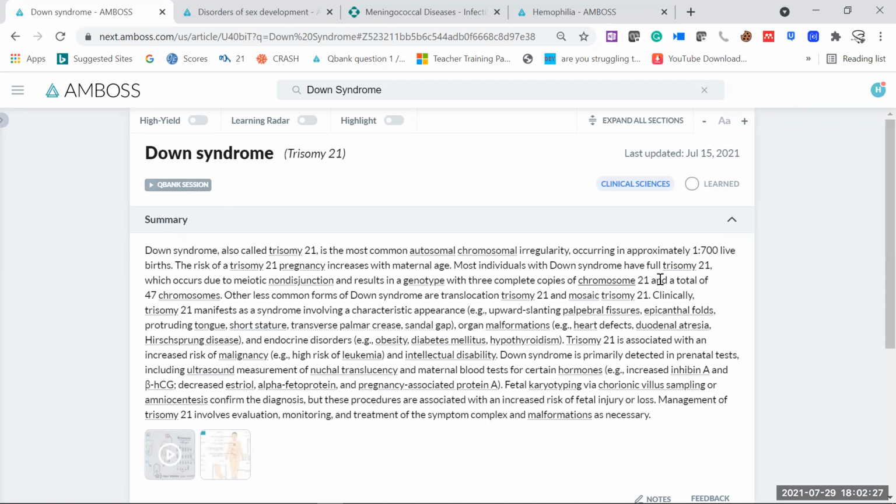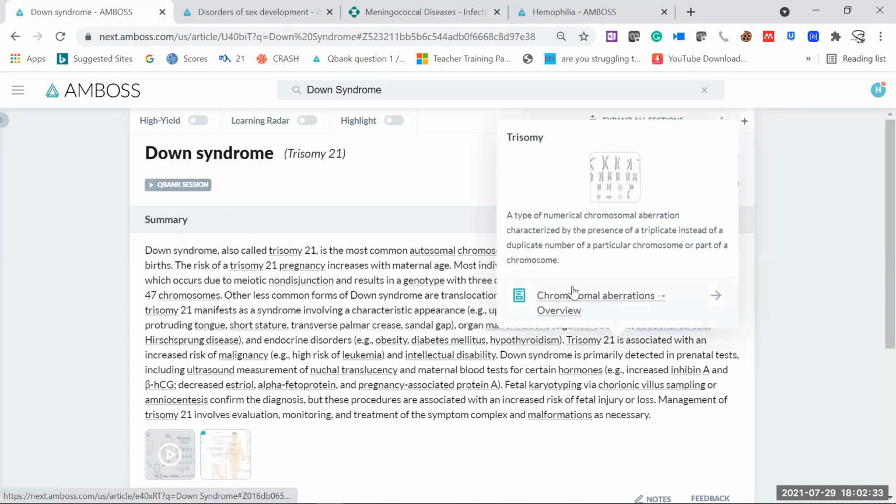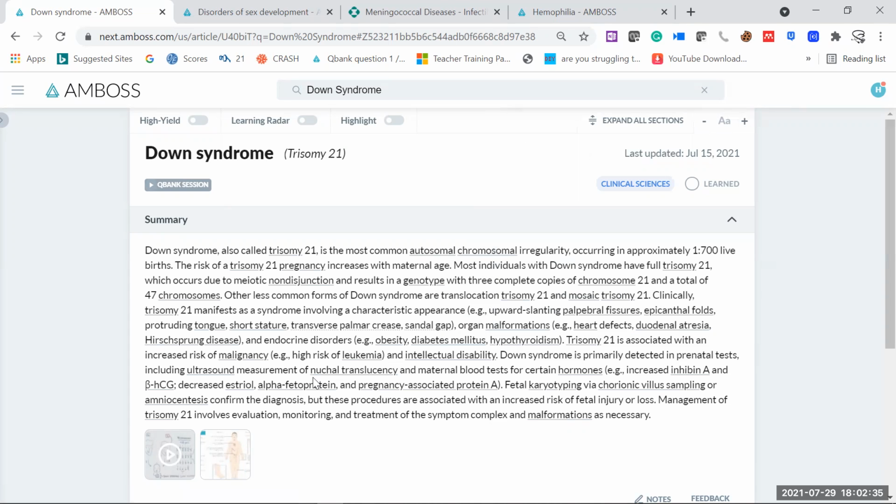And most individuals with Down syndrome have full trisomy 21, which occurs due to meiotic non-disjunction. What is there? Instead of one complete copy of chromosome 21, there is an extra chromosome, for a total of 47 chromosomes. So it's a disease of one extra chromosome. Trisomy, triplet, one extra. So we don't have 46 chromosomes, but one extra means these babies will have 47 chromosomes. And what is there when they have these 47 chromosomes?